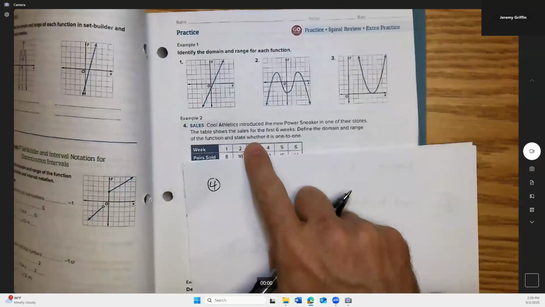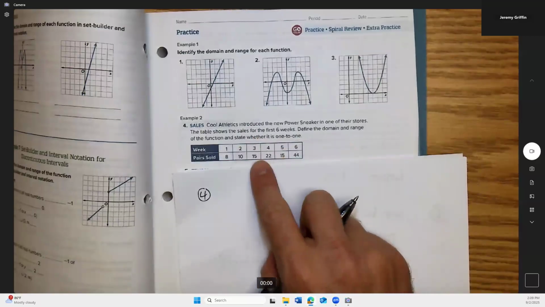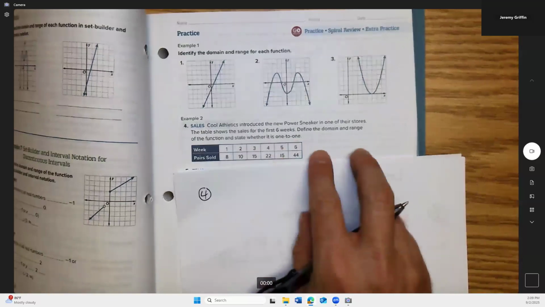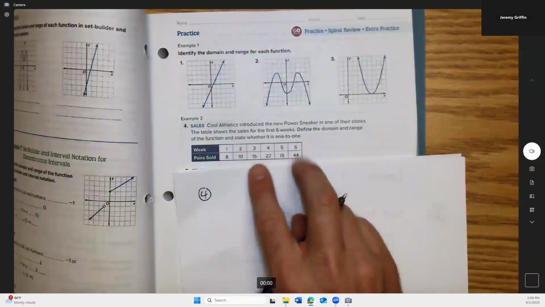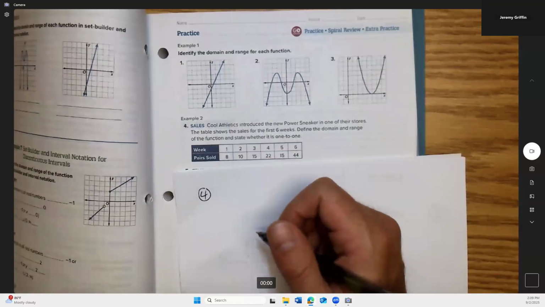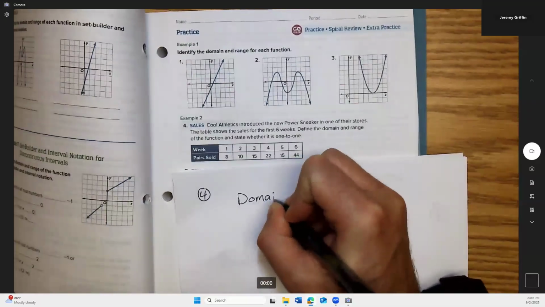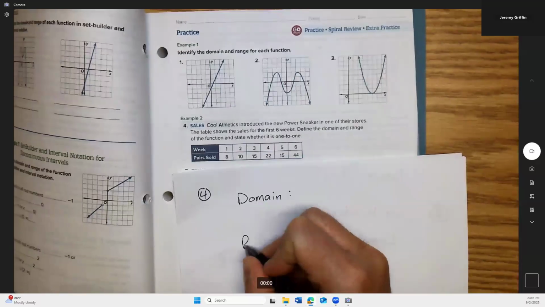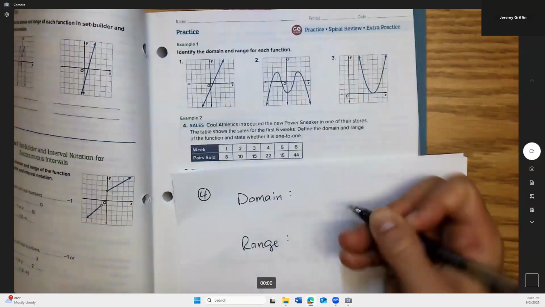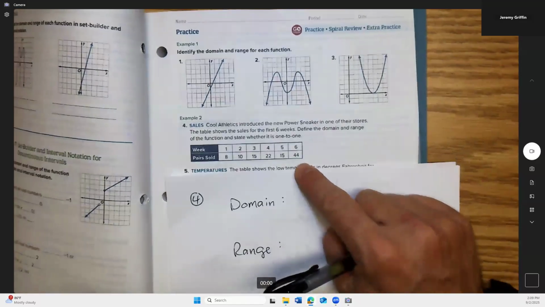All right, let's do number 4, sales. Pool Athletics introduced a new power sneaker in one of their stores. The table shows the sales for the first 6 weeks. Define the domain and range of the function and state whether it's 1-to-1. Ooh. So it's a little different here. So let's do domain. You can either spell it out or just write D. And then range, or just capital R.